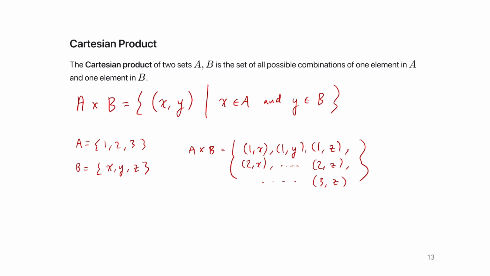And I could have enumerated this in a different way. What I did was first I combined 1 with all of the elements in B, and then 2 with all of the elements in B, and then 3 with all of the elements in B. I could have done it the other way around. I could have done 1x, 2x, and 3x, and then 1y all the way until 3z. And that's okay, because sets inherently aren't ordered.